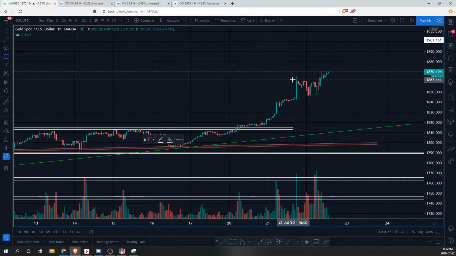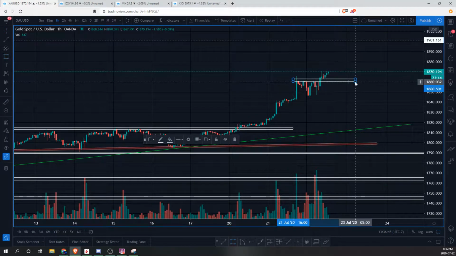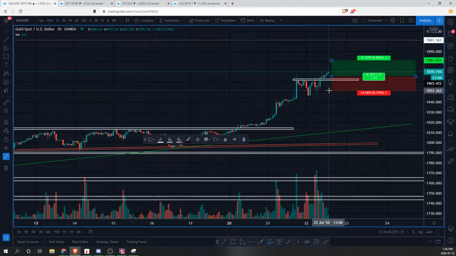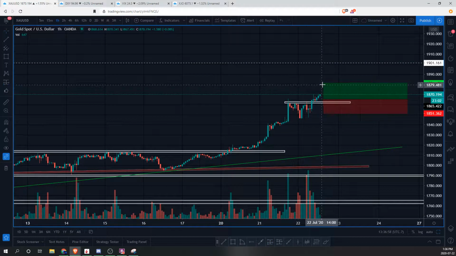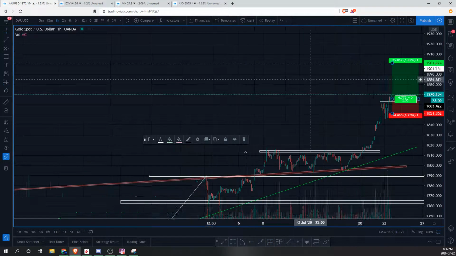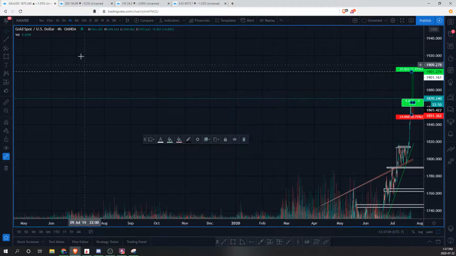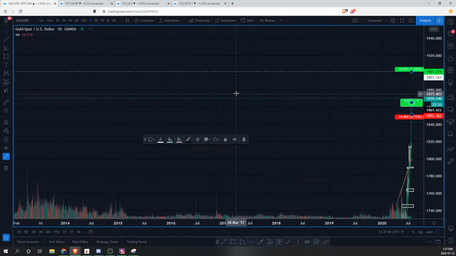You could be looking for a possible entry at this previous level of resistance, which is already validated once. So if it comes back there, that could be a possibility with a lower high or lower the higher low as the potential level of stop loss. And then if we're going back, $1,900 is a very, very major zone within the chart.